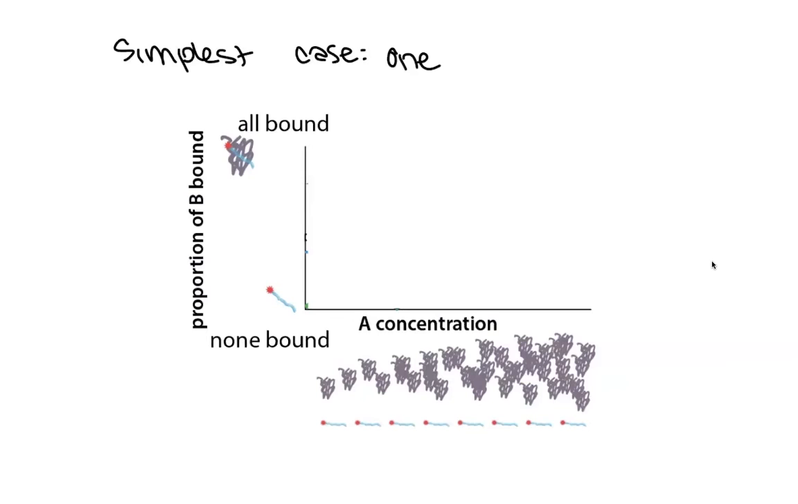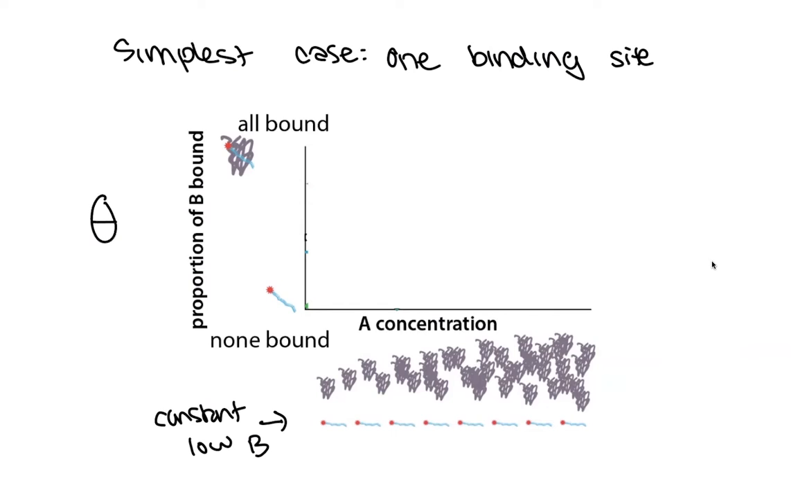One binding site. So we're going to have a constant low concentration of B. And we're going to increase the concentration of A. And then we're going to measure what proportion of B is bound. Remember, we can also write this as theta B.